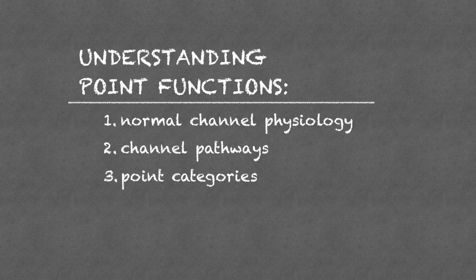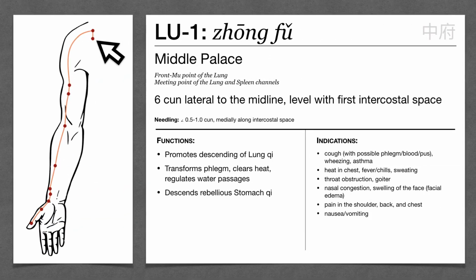There are 361 points on the 14 channels, and if you try to memorize the function of every point, you're going to have a hard time. So instead, try to understand the organ, the channel pathways, and the point category in order to understand the functions of the points. Lung 1 is Zhongfu, middle palace. The name is reminding us that the lung channel starts in the middle jiao, and that this point can be used to treat middle jiao problems.